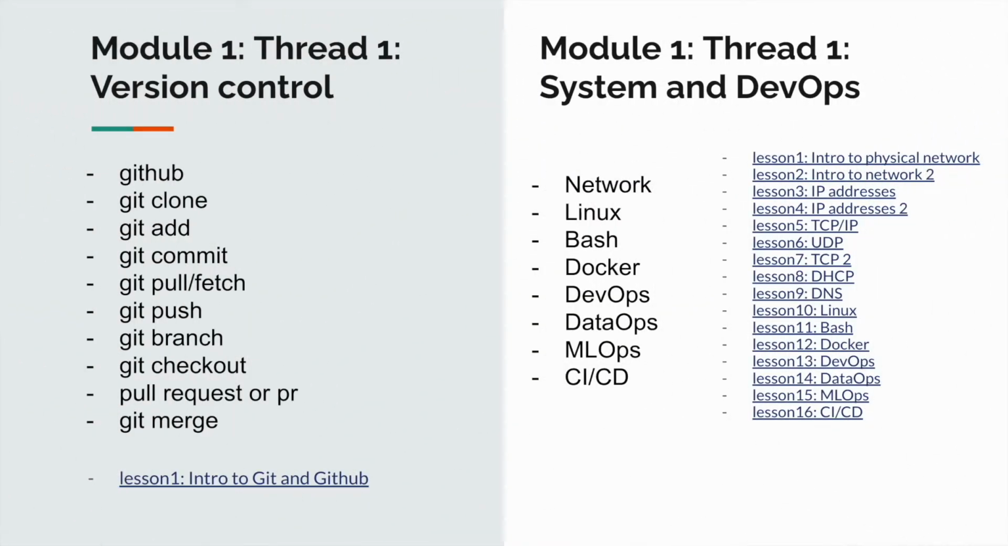In thread 1, you will know what version control is. You will get familiar with GitHub and Git. Try to open a repo for the course project and start utilizing version control in all your projects. You will learn about basic commands like git add, commit, push, or pull. We'll learn how to clone a repo, branch it, and create a pull request for your changes.